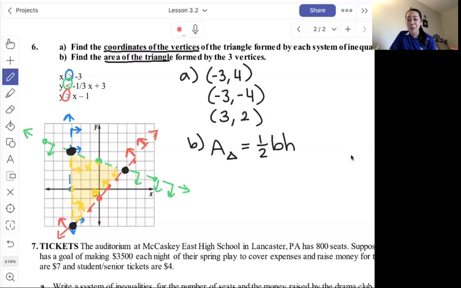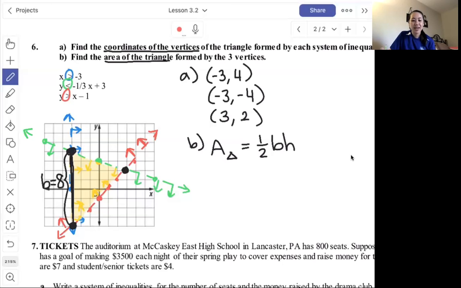All right, so pick your base really carefully. There's 3 sides of the triangle you can pick as the base. The easiest one would be this vertical line because you can just count to find the length. So if we count, that's 4, that's 4. This base has a length of 8.